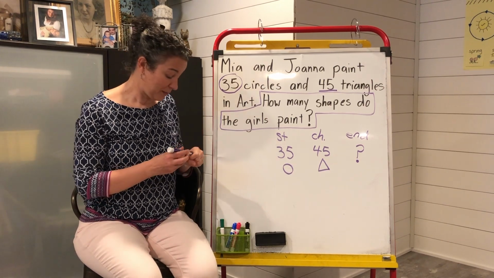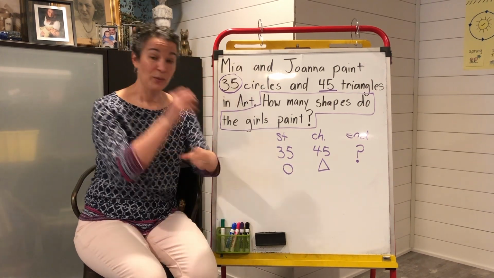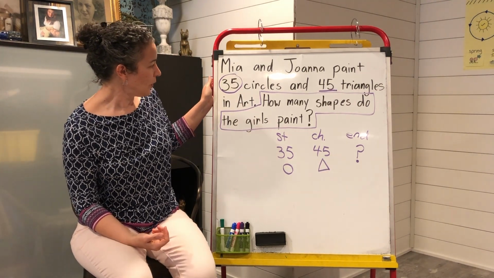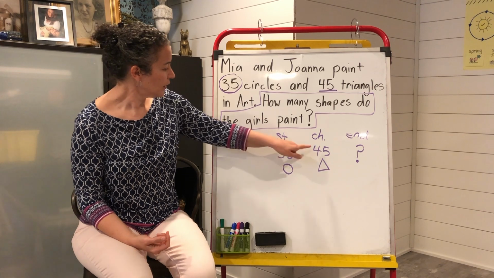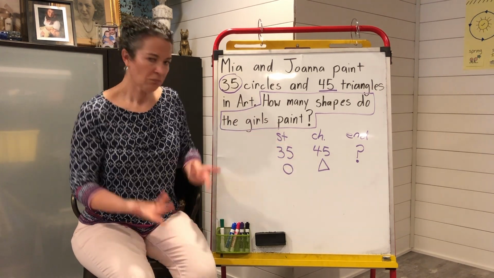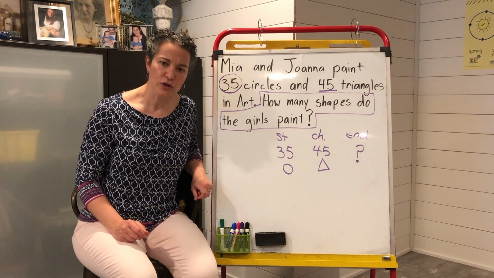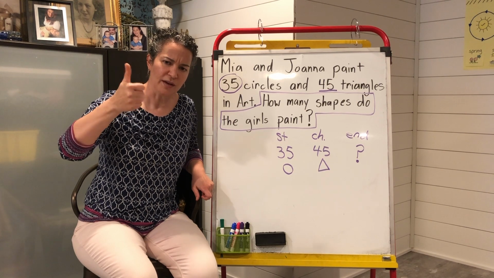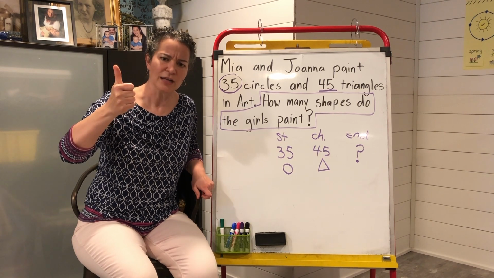So now we got to figure out, my friends, are we adding or are we subtracting? Let's figure it out. So Mia and Joanna paint 35 circles and 45 triangles. How many shapes do the girls paint? I have a question. Is a circle a shape? Give me a thumbs up. Yes, a circle's a shape. Give me a thumbs to the side. No, it's not. Yeah, thumbs up. Yeah, a circle's a shape.